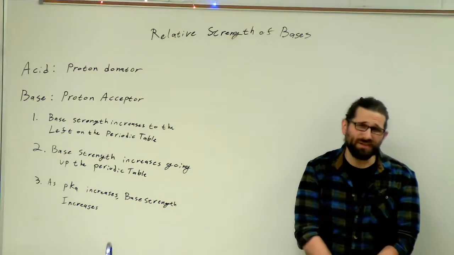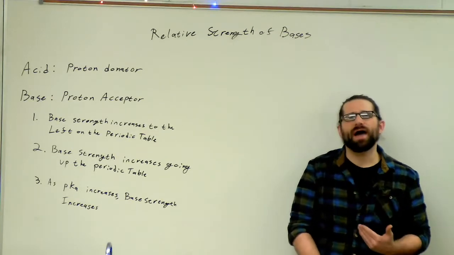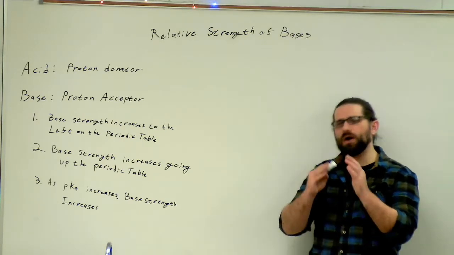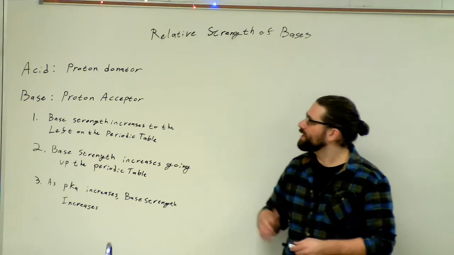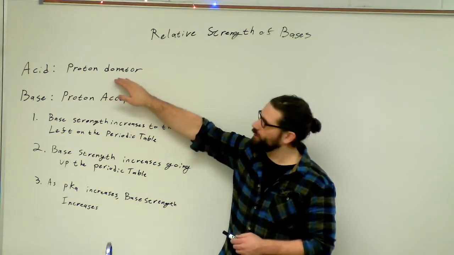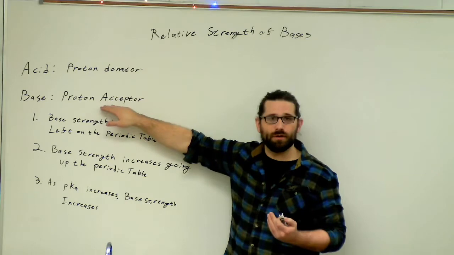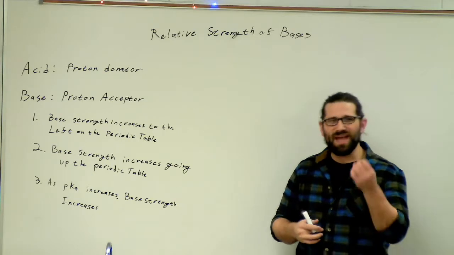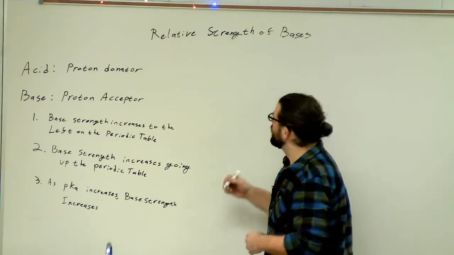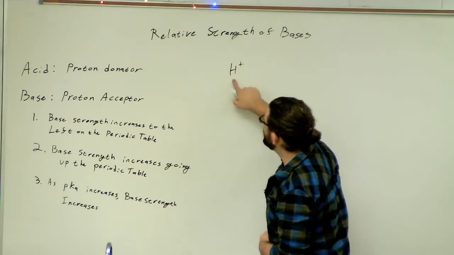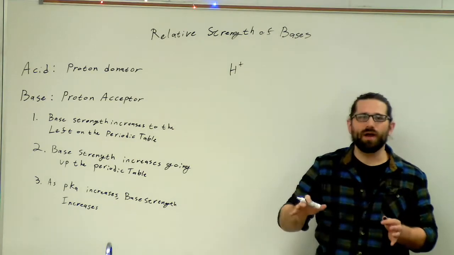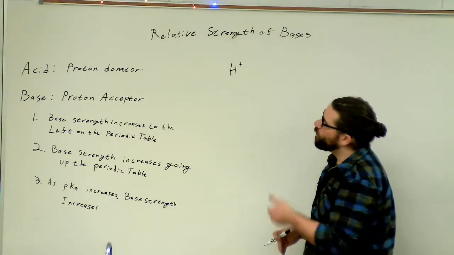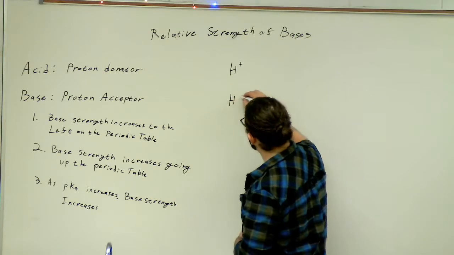In order to examine the relative strength of bases, we need to call back to the definition of acids and bases. By definition, the Bronsted-Lowry definition of an acid and a base is that an acid is going to be a proton donor, where a base is going to be a proton acceptor. And when we talk about a proton, what we really see in a solution is a hydrogen cation, so that would be an H+. This is just a proton floating around in a solution, and it's going to be quickly grabbed up by different molecules.